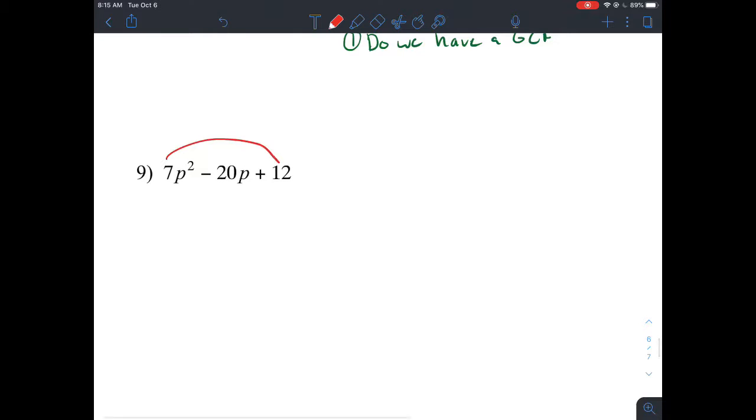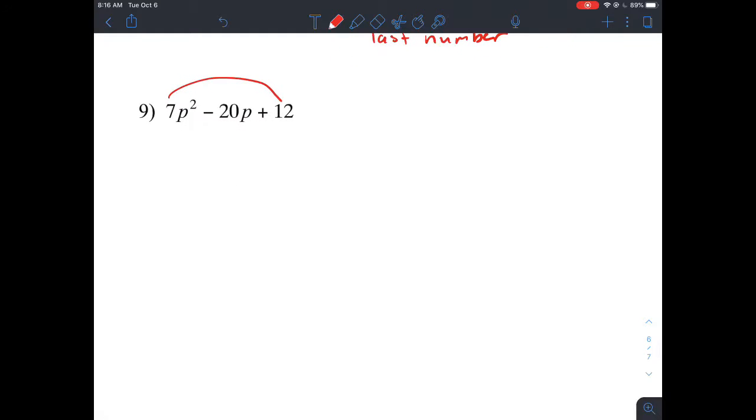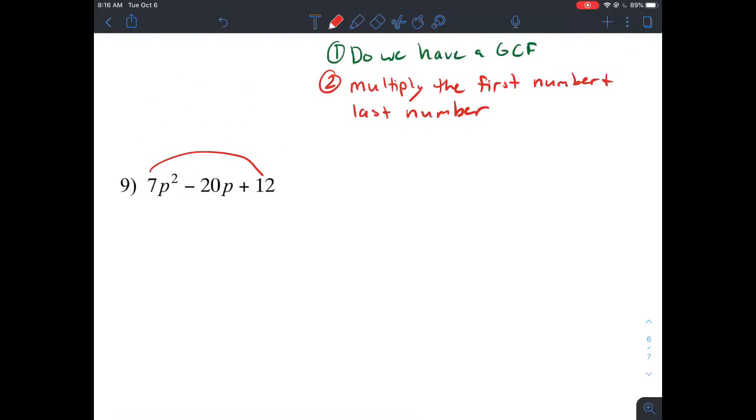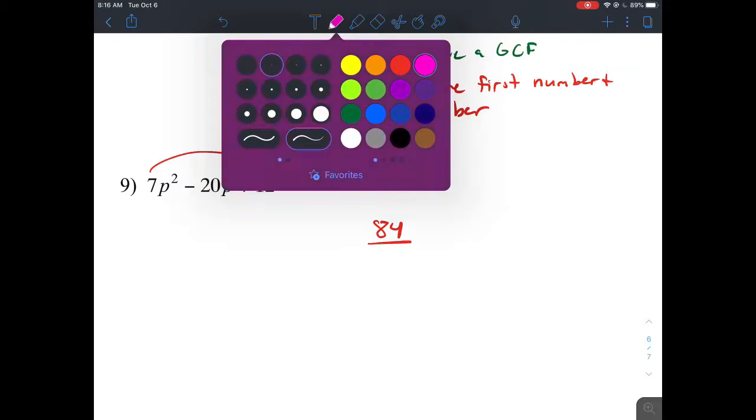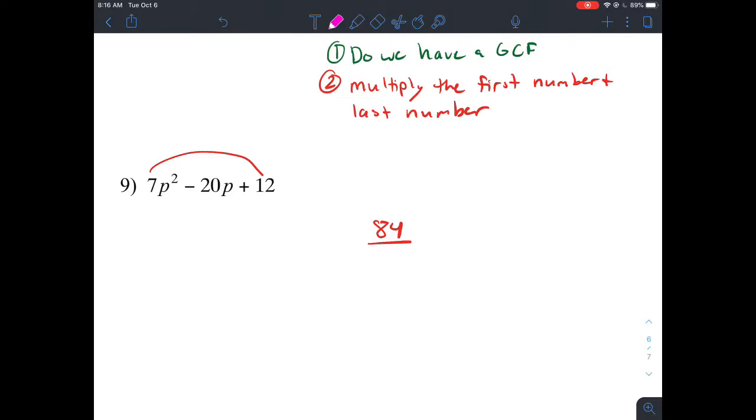So then the next thing we're going to do is multiply the first number and the last number. All right, so when I do 12 times 7, I get 84. All right. Then what we're going to do is write out the factors of the number from part 2.